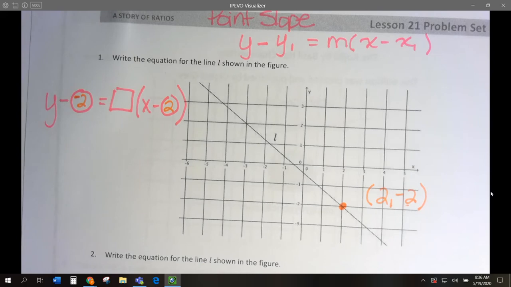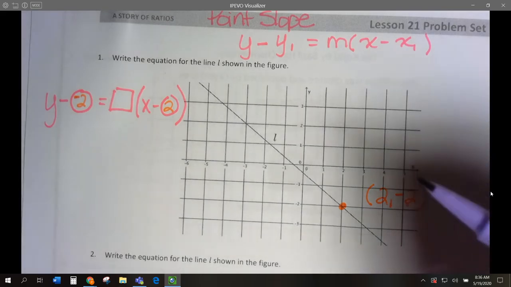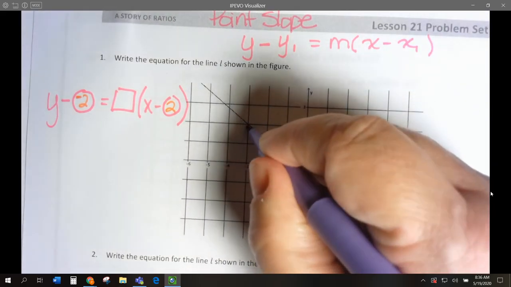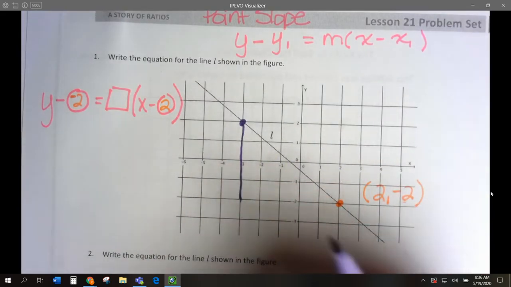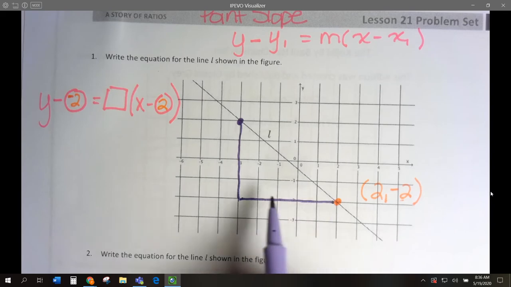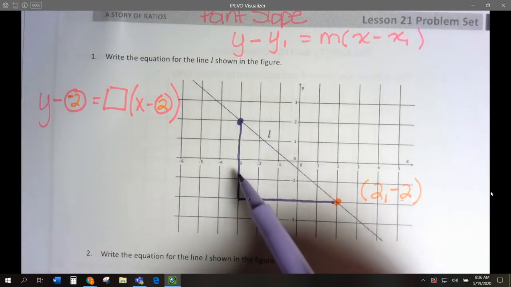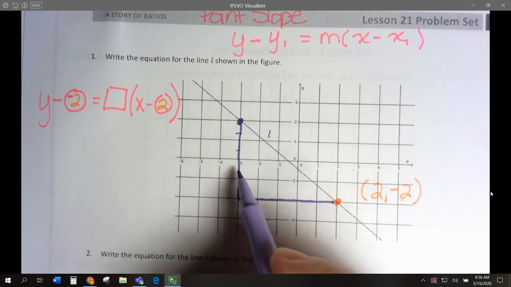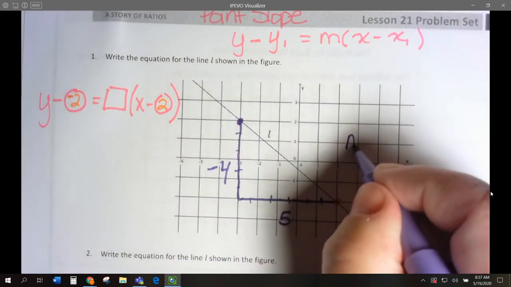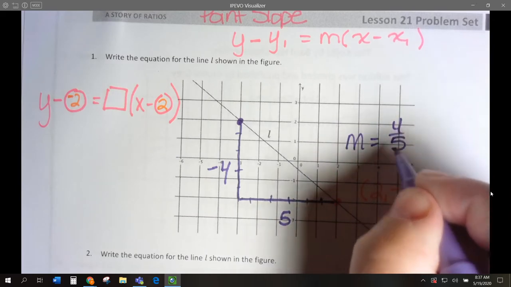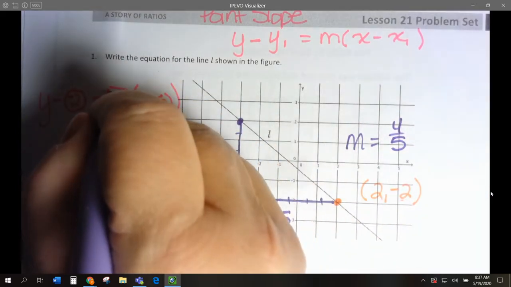Now we need to find out our slope. Well, let's pick another point where it's at an intersection here. And let's find our slope. We've got to do our rise over our run. It's going to be a negative. So it's -1, 2, 3, 4, -4 over 1, 2, 3, 4, 5. So our slope, m, is going to be -4/5. So we're going to put -4/5 here for m.